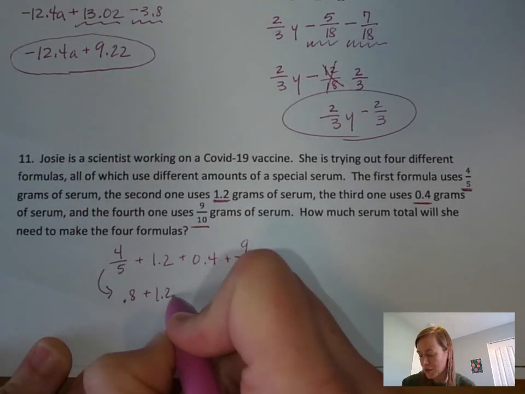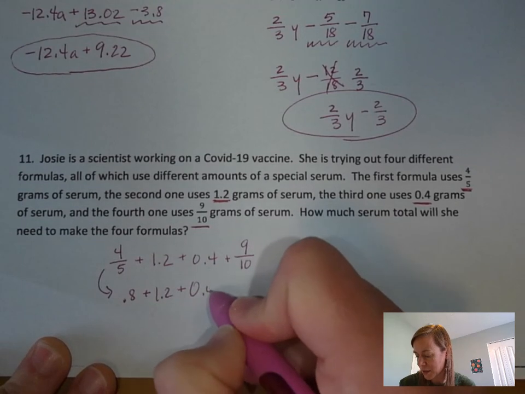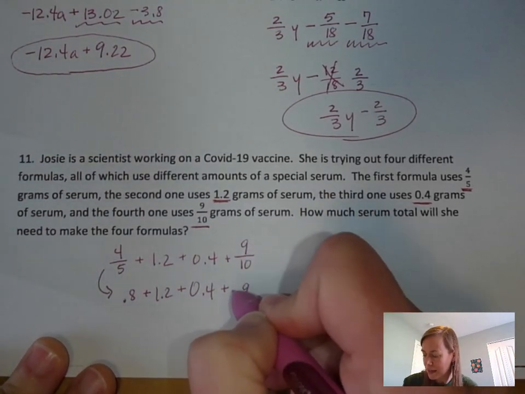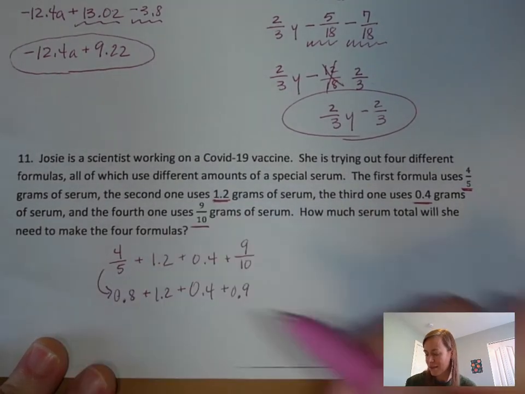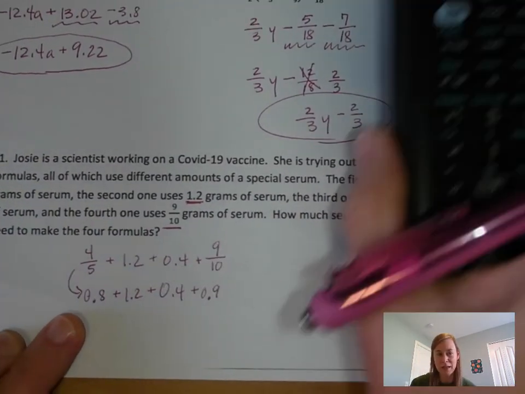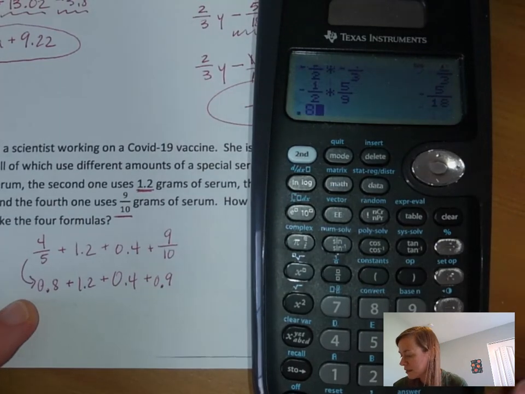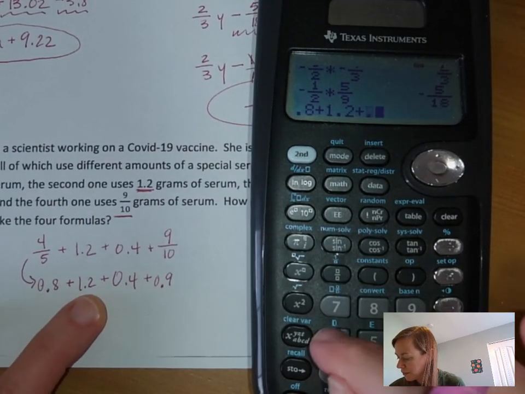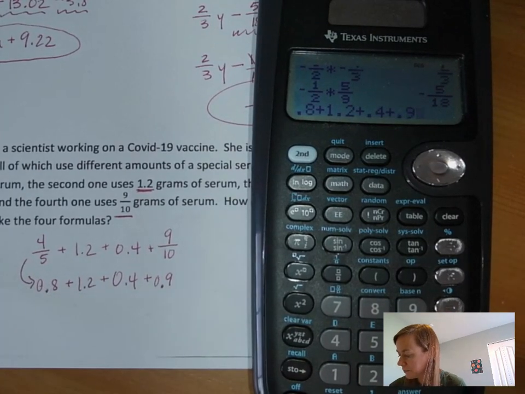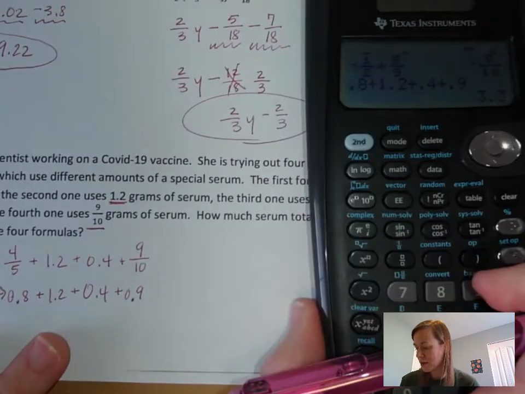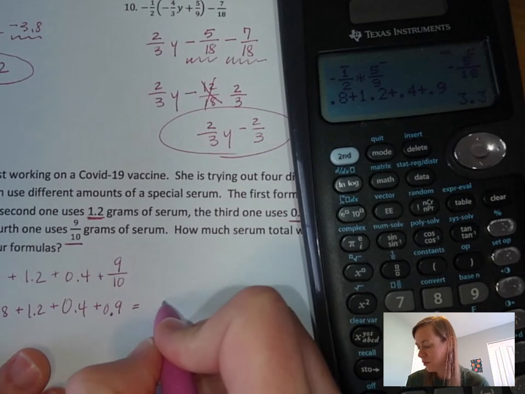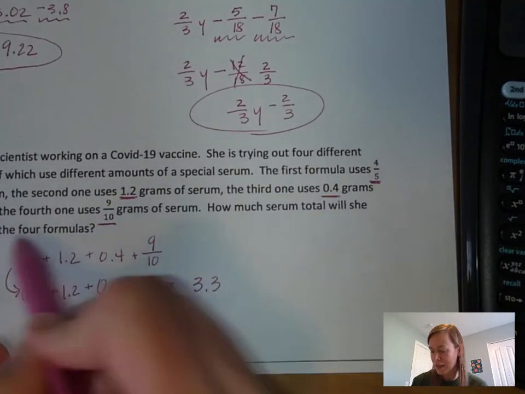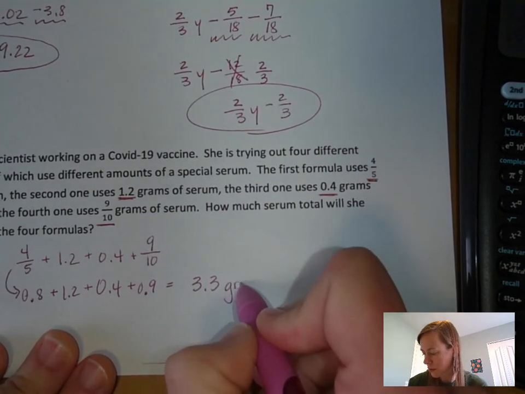And this is already a decimal, I'll just bring it down. That's already a decimal, I'll bring it down. And then 9/10 will be the same thing as 0.9. Okay, now that I have all decimals, I'm just going to add them up. So 0.8 plus 1.2 plus 0.4 plus 0.9. And you're going to get a grand total of 3.3. And we are going to remember to put our units also. It looks like she measured everything in grams, so we're going to do 3.3 grams.